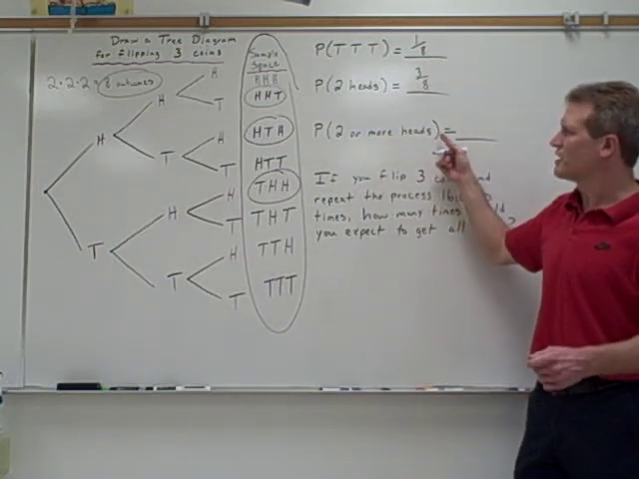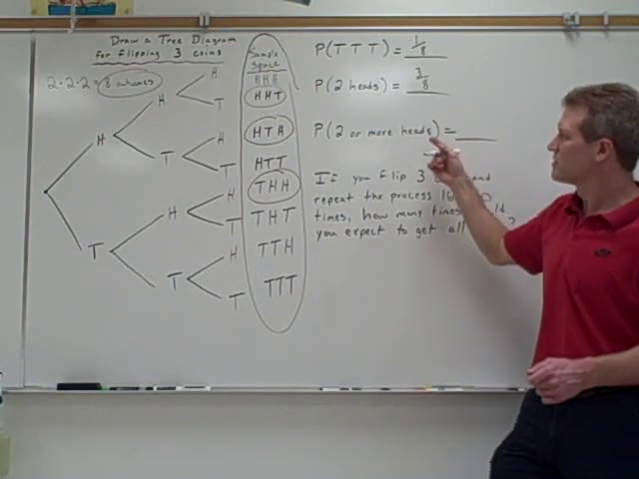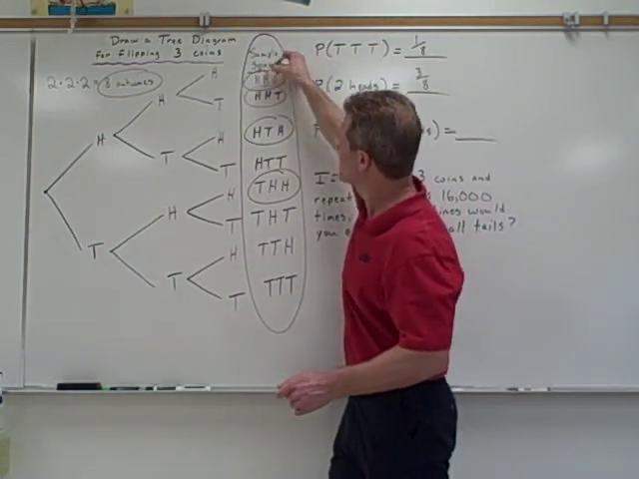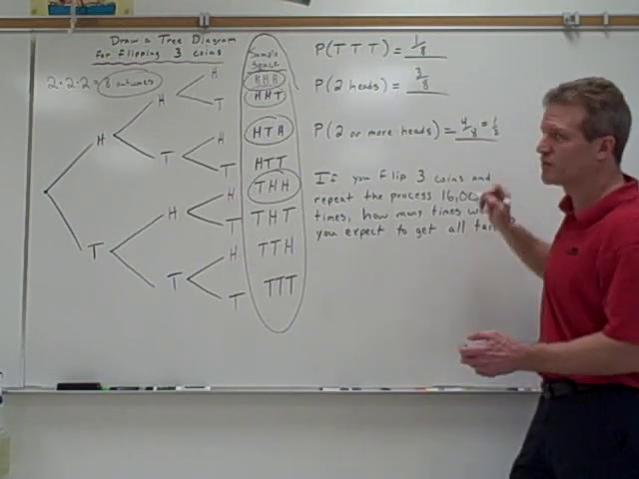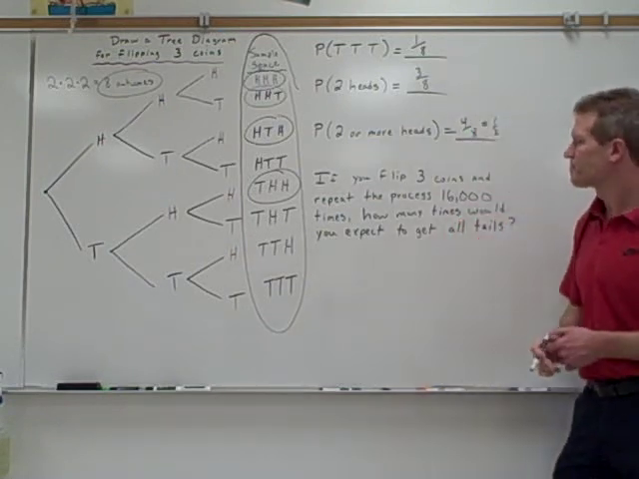What if it says 2 or more heads? 4. Then you'd also have to include this one with 3 heads. So that would be 4 out of 8. Or a half. Correct. So you got a 50-50 chance of getting 2 or more heads.